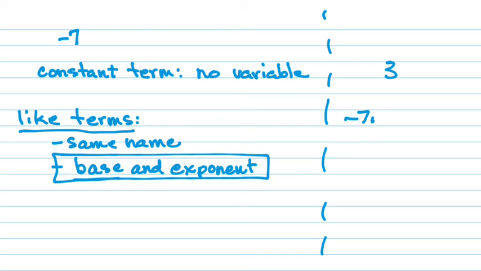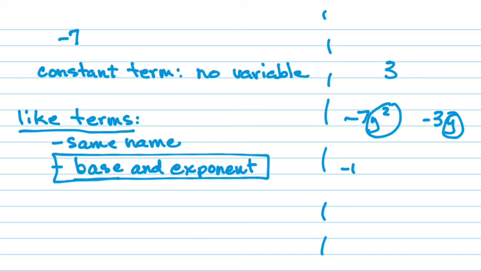So negative 7y to the second and negative 3y. Are they like terms or no? They both have a y in them. But this one is a y squared and this one's a plain old y. So they're not like terms, are they? Same base and exponent. Two pieces of it, right?